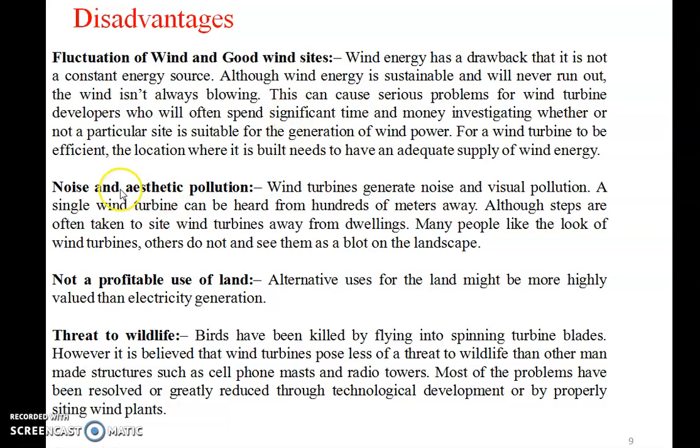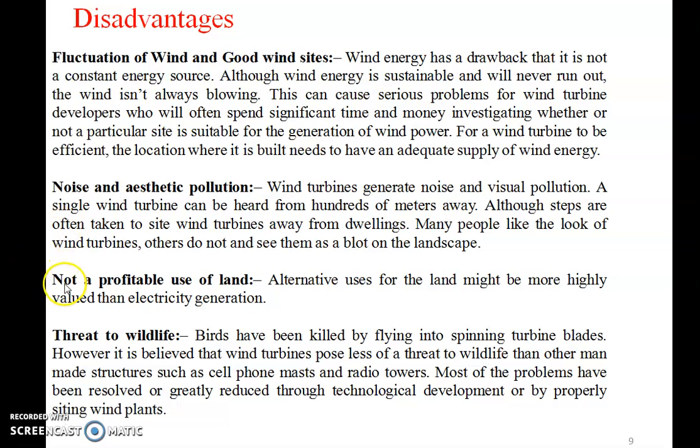Again, second one, noise and acoustic pollution. Whenever in running condition, a wind turbine generates noise and visual pollution. A single wind turbine can be heard from hundreds of meters away. Although steps are often taken to site wind turbines away from dwellings, many people dislike the look of wind turbines, while others do not see them as a blot on the landscape. That means always in the running condition, a lot of noise is produced by the windmills or wind blades.